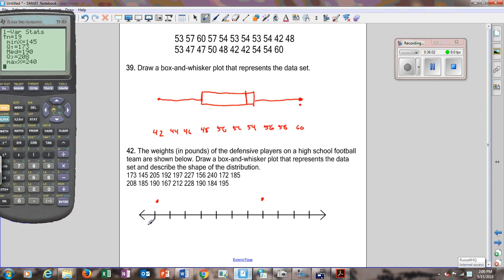So 140, 160, 180, 200, 220, 240. 145 is going to stay right there. 240 is going to drop down to here. Q1 is 173. Fall in here somewhere. Median is 190. Like right there. Q3 is 208. Getting towards the middle there.